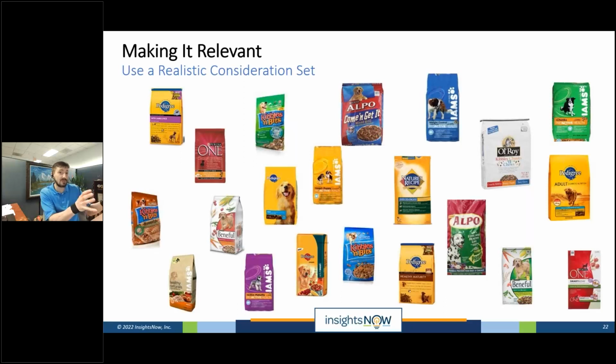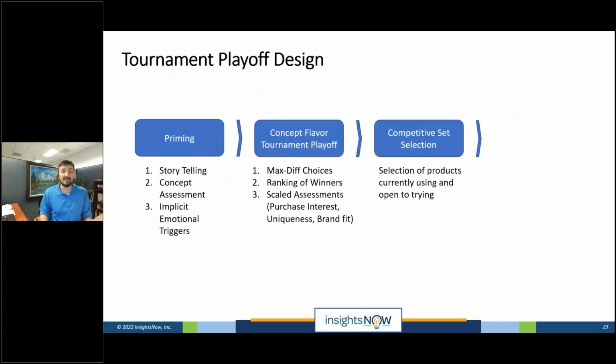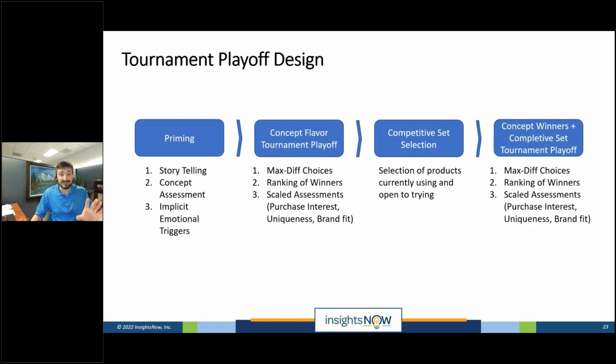So I've got the focus on the concept and the flavors there, but now I need to put it into a realistic scenario. So have them go through and pick the specific types of dog foods that they're using today, as well as ones that they may consider using or have considered in the past. So get a realistic consideration set for them. Then take the winners from the concept and put that into that new consideration set and do now a second tournament where we do that same set of exercises.